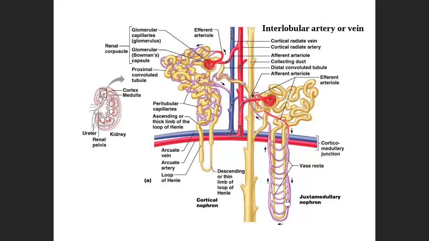Long loops of Henle here, with juxtamedullary versus cortical is short, and the efferent arteriole gives rise to these peritubular capillaries. Notice the peritubular capillaries surround the tubule. So there is a relationship between secretion, where contents in the peritubular capillary go directly into the distal convoluted tubule, or at the proximal convoluted tubule, when things get reabsorbed, they are taken into the peritubular capillary.